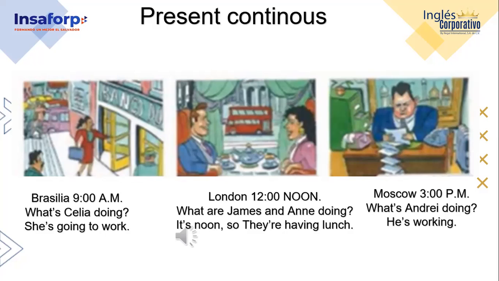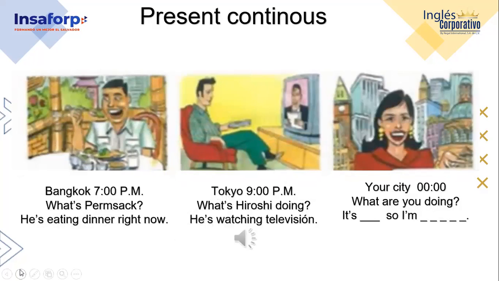What are James and Annie doing? It's noon, so they are having lunch. What's Andre doing? He's working. Thank you so much. So it's noon in this one. What are James and Anne doing? It's noon. So they are having lunch. Having lunch. Let's go with the last one.